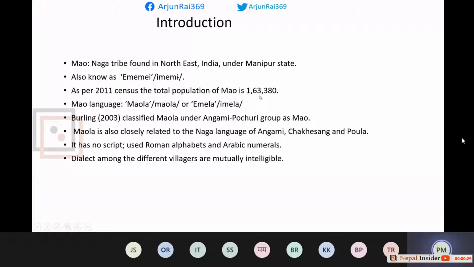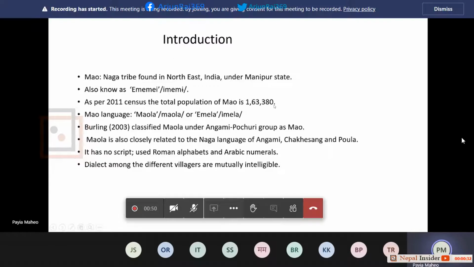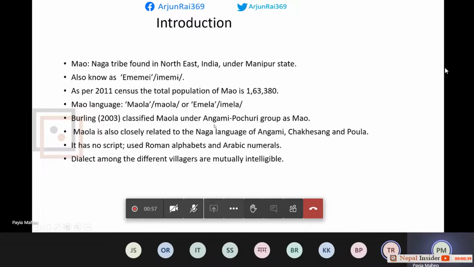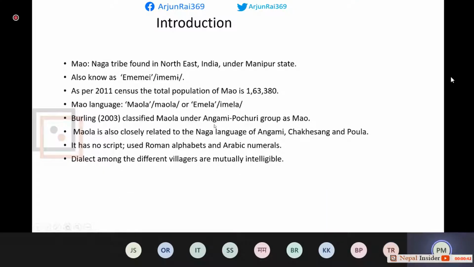Burling 2003 has classified Maola under the Angami-Pochuri group as Mao. Maola is also closely related to the neighboring Naga languages of the Angami, Chakhesang, and Poula. Like any other Naga language, Maola does not have a script, therefore they use Roman alphabets, and for numerals they use Arabic numerals. The dialects among the different villages are mutually intelligible, however there are some slight differences in their pronunciation and spelling.